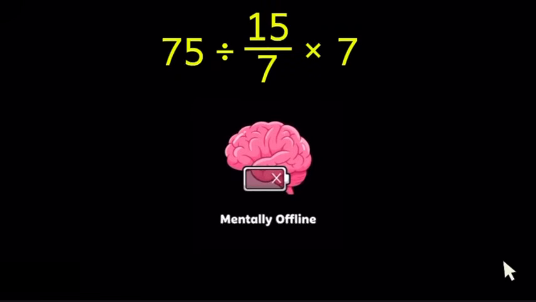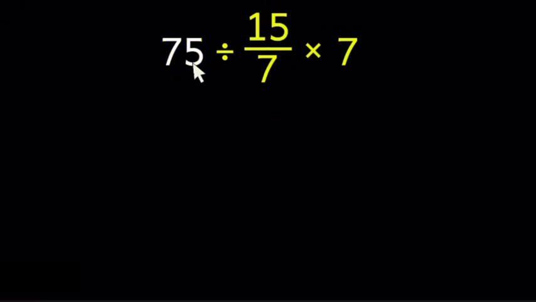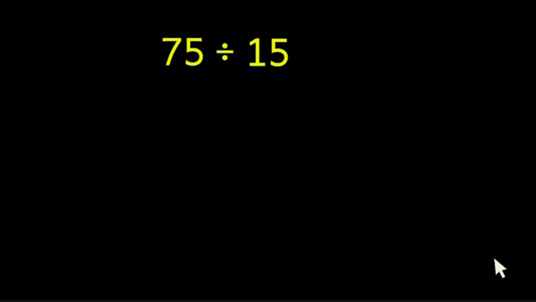What if your brain rushed and solved this question? 75 divided by 15 over 7 times 7. 7 cancels with 7. Now we have 75 divided by 15, and 75 divided by 15 gives us 5. So the answer is 5. But this answer is completely wrong.